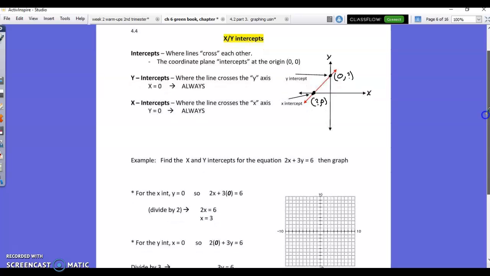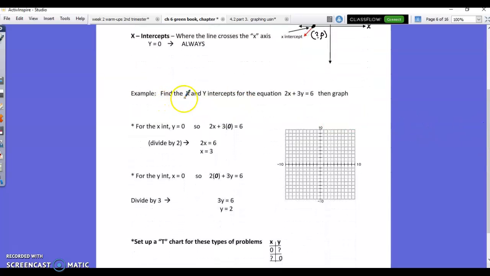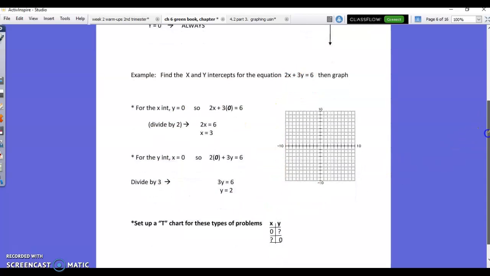All right, so when we are using intercepts to graph, we're going to find the x, y. This example says find the x and y intercepts for the equation 2x plus 3y equals 6, and then graph. Well, what we have to do is basically solve two problems. One where we put 0 in for x, so we substitute it in, and we solve for y. Another one where we put 0 in for y, and we solve for x. So here's your drawn out example here.